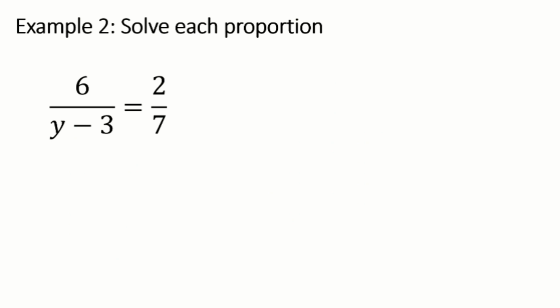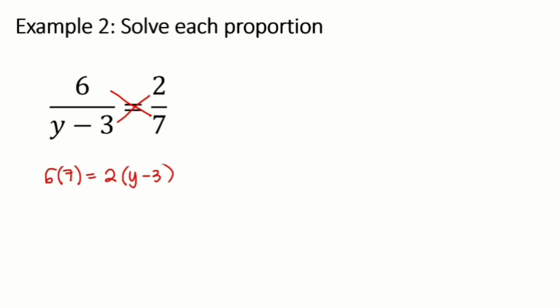Let's try to solve problem number 2. Solve the proportion 6 over y minus 3 is equal to 2 over 7. So we're going to find the value of y to make this a true proportion. Again, our first step is to apply the cross product property. So we're going to multiply 6 and 7. So 6 multiplied by 7 is equal to 2 times y minus 3.